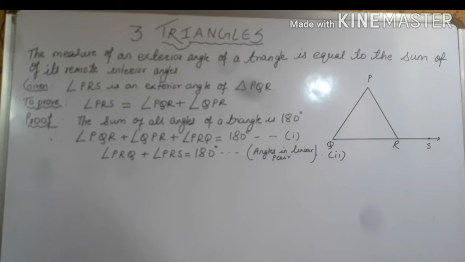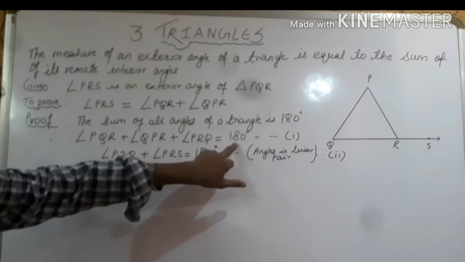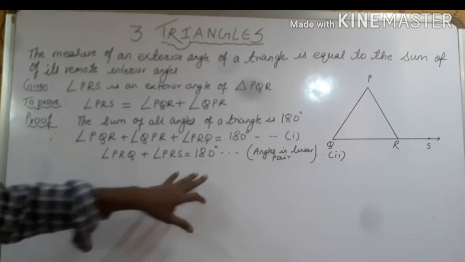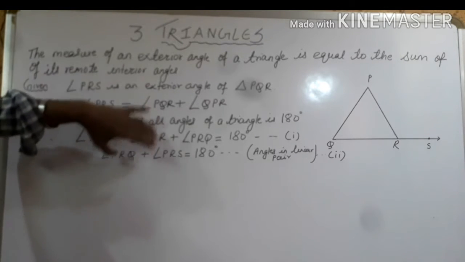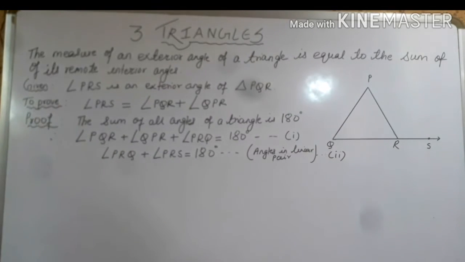Right? So I've got equation 1 and equation 2. Now look at equation 1 and equation 2. Look at the right hand side. Your right hand side is equal to 180 degrees, and here also you have got 180 degrees. That means I can say that the left hand sides are equal. From where did I get this? From equation 1 and 2.